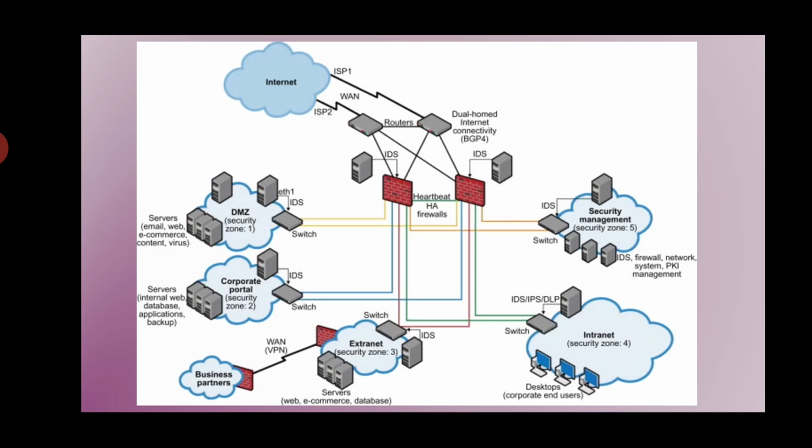And here look at this DMZ security zone 1, and coming to this corporate portals security zone 2. Here we are using some servers, emails, web services and e-commerce content, like transferring some Amazon shopping. Whatever you need, if you have to purchase in online shopping, the servers, e-commerce like content. Coming to the corporate portal, servers, internal web databases, how it will take the database. We are storing some records internally in web database applications and backup.